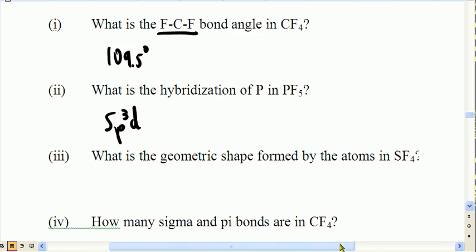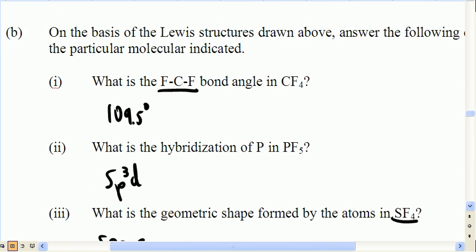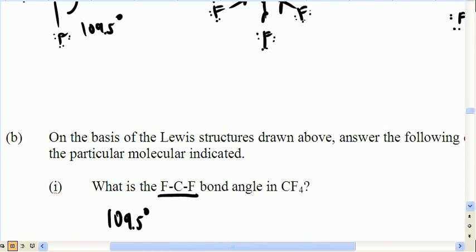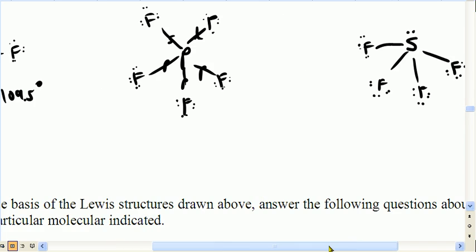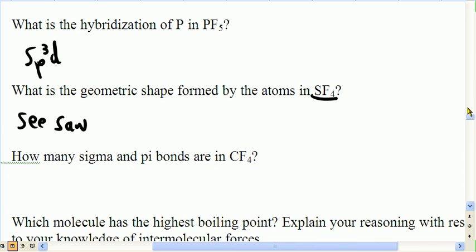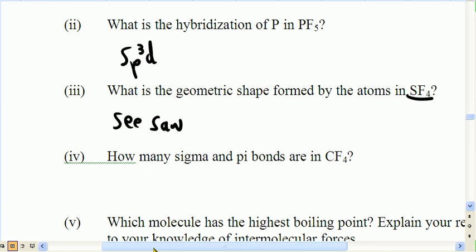The geometric shape of SF4. That's seesaw. Also distorted, you can look at it as a distorted tetrahedron because you have 4 things making up the tetrahedral, and that lone pair distorts all those bonds. Easier way to remember it. In CH4, 4 sigma, the symbol for sigma is a little symbol like that, by the way, and pi 0.